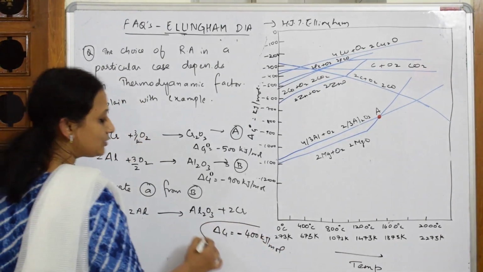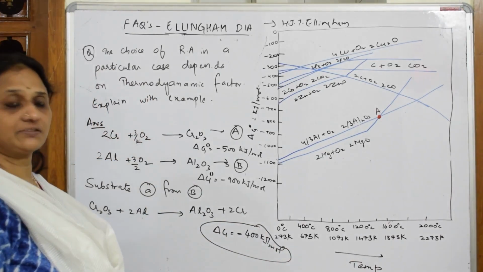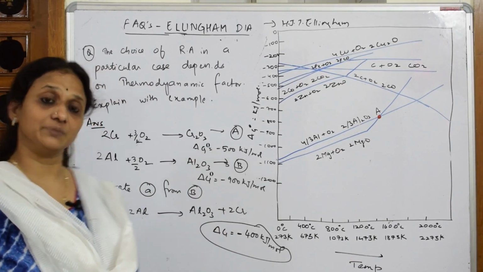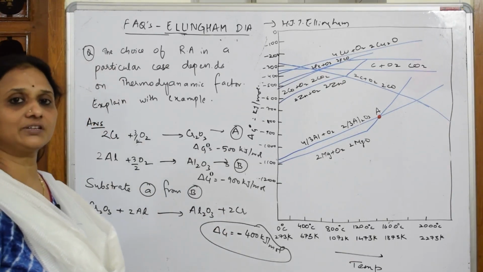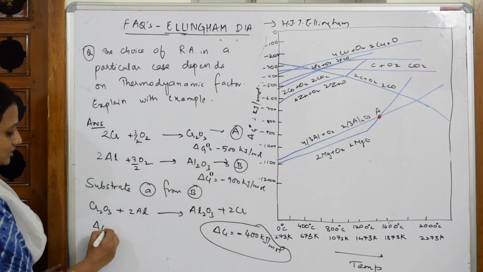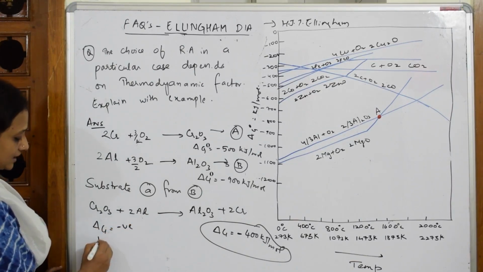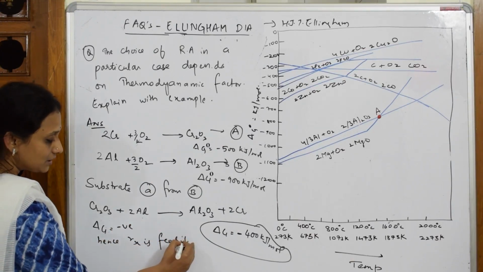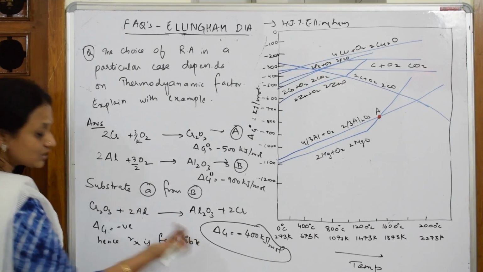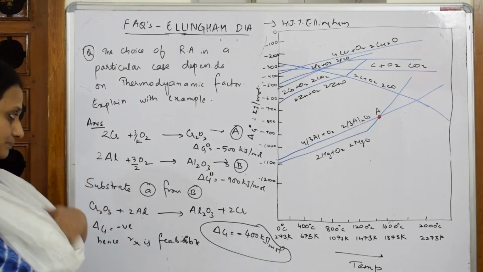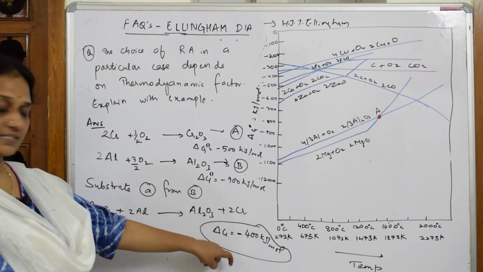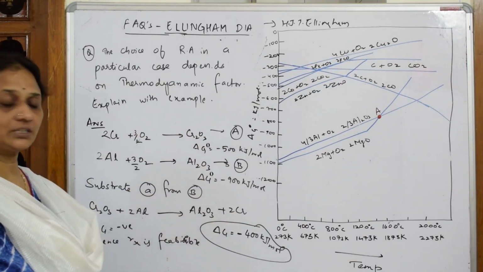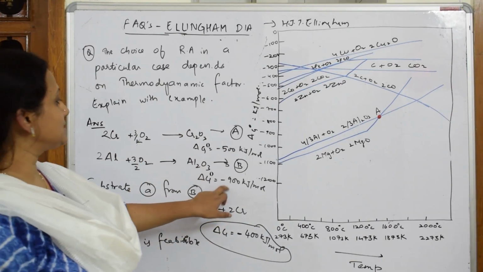Now see, what value did I get? I've got a negative Gibbs free energy value. So when I get a negative value, automatically I can say the reaction is feasible. Yes, you have to get a negative value to tell whether the reaction is feasible. So you write: delta G is negative, hence the reaction is feasible. Okay, the reaction is feasible, but what is important here? Which one can I use as the reducing agent? If I see the value of this, which is more negative, it is your aluminium. Seeing this value directly, I can say this is more negative.